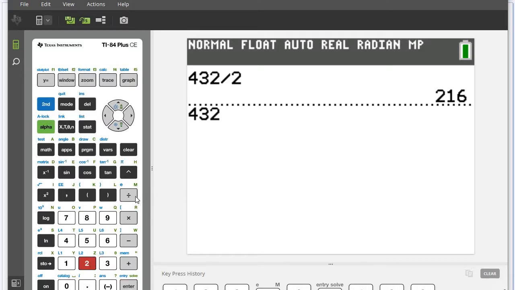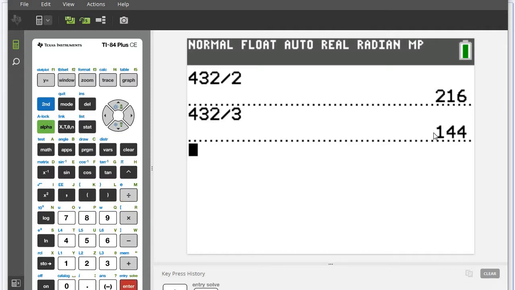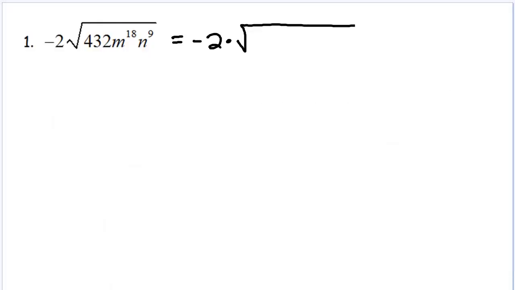So 432 divided by 3: 4 plus 3 plus 2 is 9, so it is divisible by 3. 144 is a perfect square, so I know that I can use that. So I'm going to do 144 times 3. Okay, then I need to break down the remaining. So 18 is divisible by 2, so we can use our shortcut. We don't have to rewrite this. 9 is not divisible by 2, so we can rewrite that as n to the 8th times n.